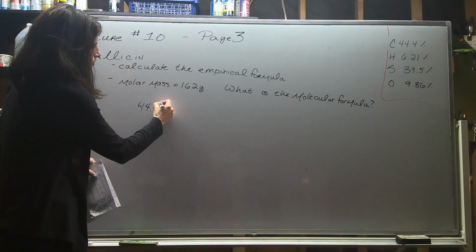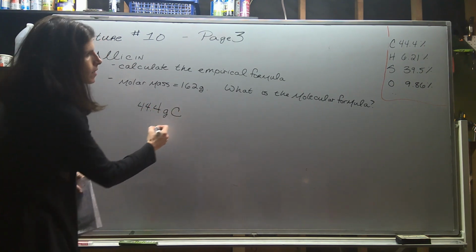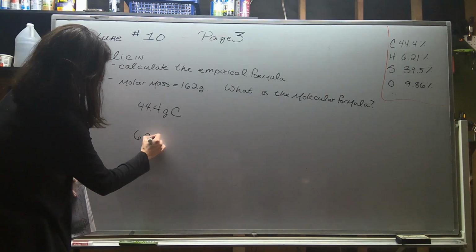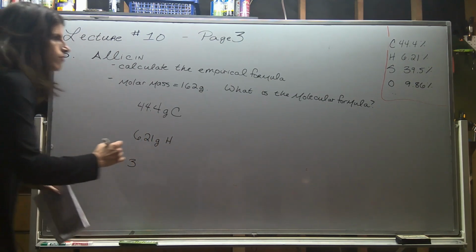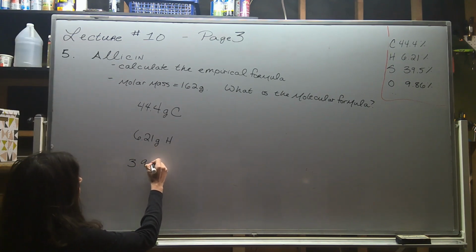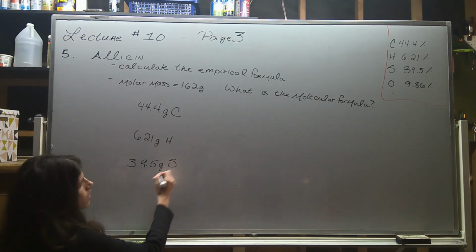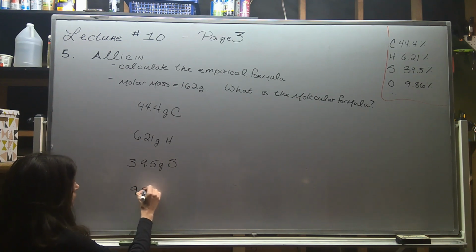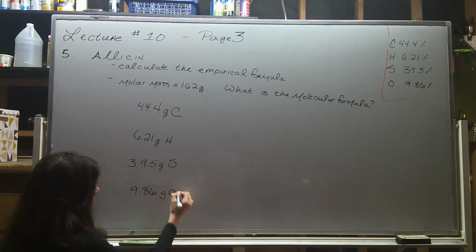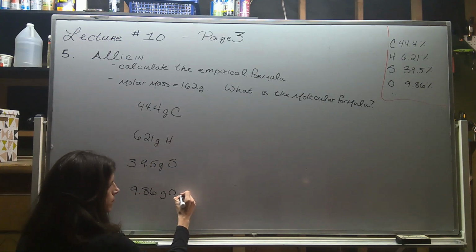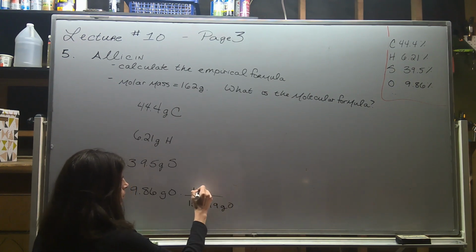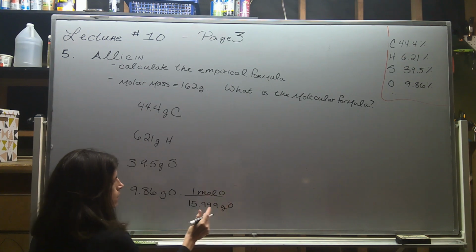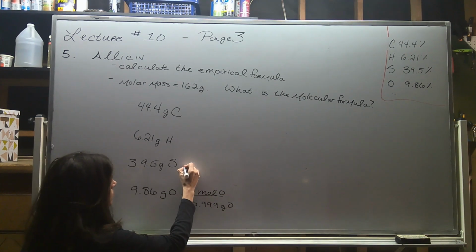So it's 44.4 grams of carbon, 6.21 grams of hydrogen, 39.5 grams of sulfur, and 9.86 grams of oxygen. So we're going to get rid of grams and convert each one of these elements into moles using the molar mass from the periodic table.